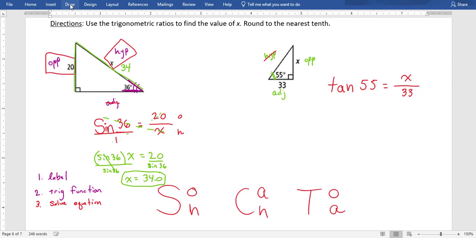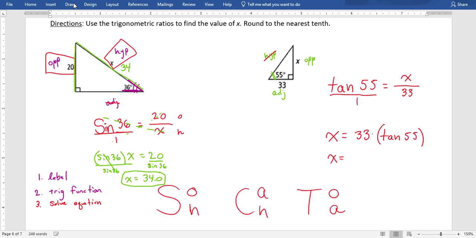Now at this point, we solve. So to solve, I'm going to make this side a fraction, just like the other side, divided by 1. I'll say x times 1 is x. 33 times tangent of 55 is 33 times tangent of 55. Make sure to keep that trig ratio with this angle in parentheses because it is going to be separate. You're going to plug that part into your calculator.